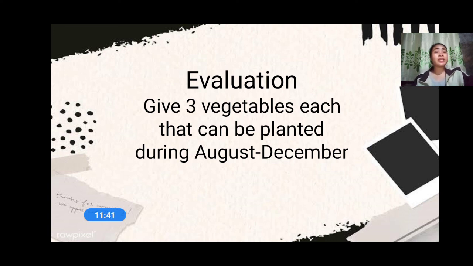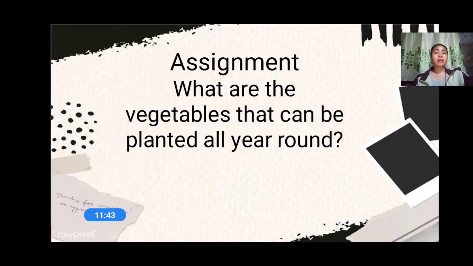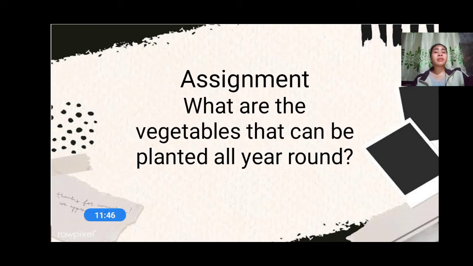Do you understand? And here is your assignment. What are the vegetables that can be planted all year round? So don't forget to do your assignment because I'm going to check it as well.